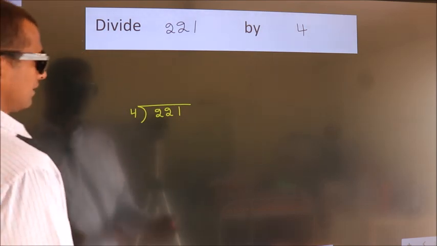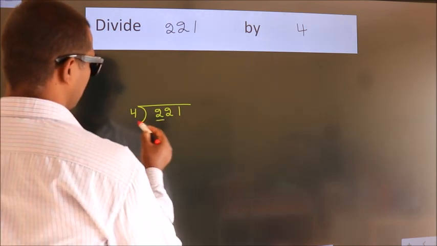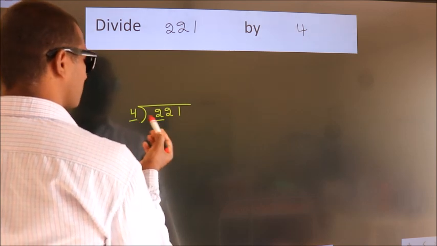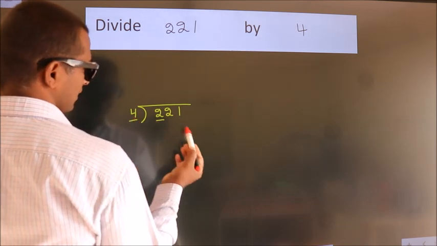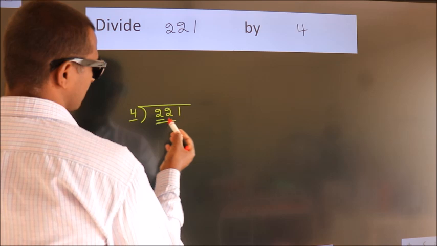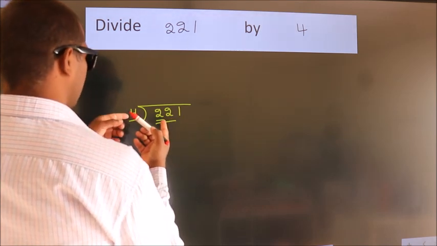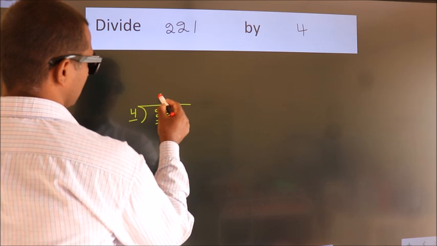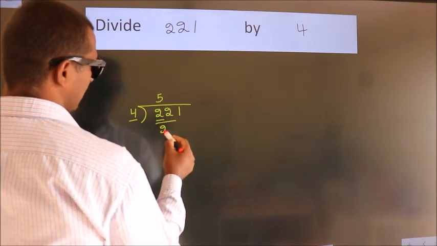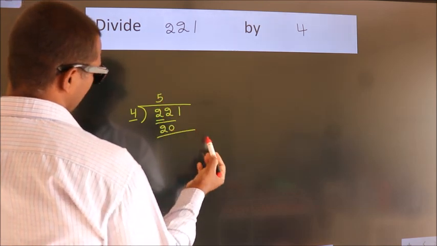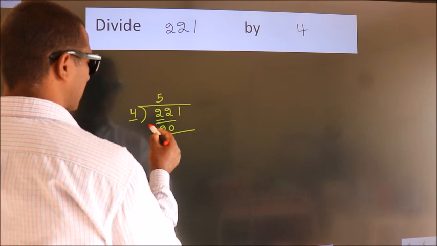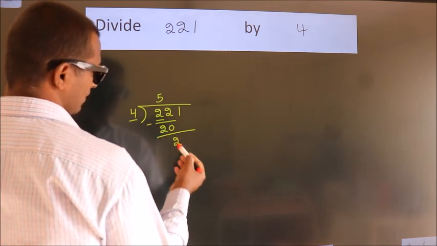Next, here we have 2, here 4. 2 is smaller than 4, so we should take two numbers, 22. A number close to 22 in the 4 table is 4 fives, 20. Now we should subtract, we get 2.